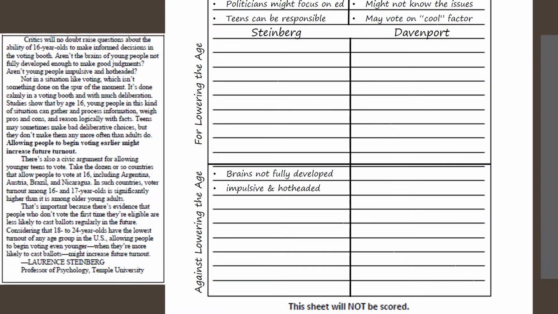He said a 16-year-old can weigh pros and cons and reason logically, that any bad, deliberate choices they make actually occur just as often in adults. So when they have time to really think things out, they usually make the same types of decisions adults do. Voter turnout is better in countries with a lower voting age. And this could create steady voters because of that information he provided at the end, saying that there's evidence showing that if you vote the first time you're eligible to, you're more likely to cast ballots on a regular basis in the future.